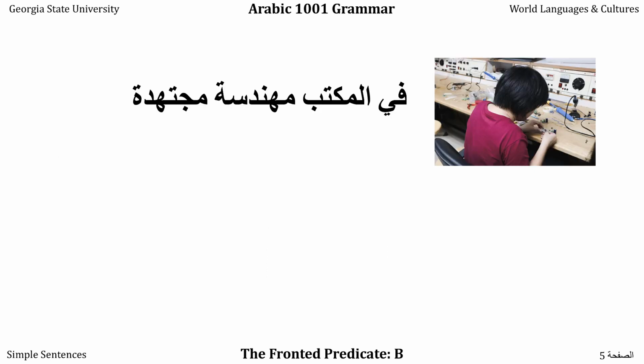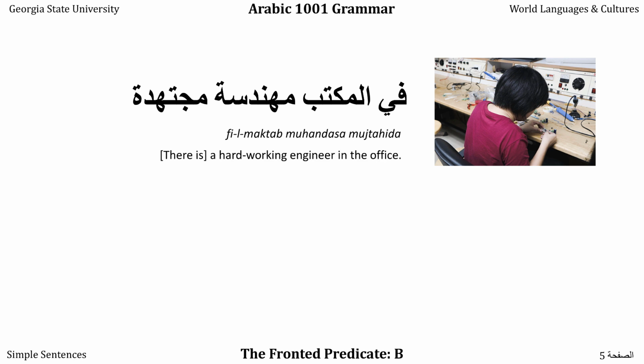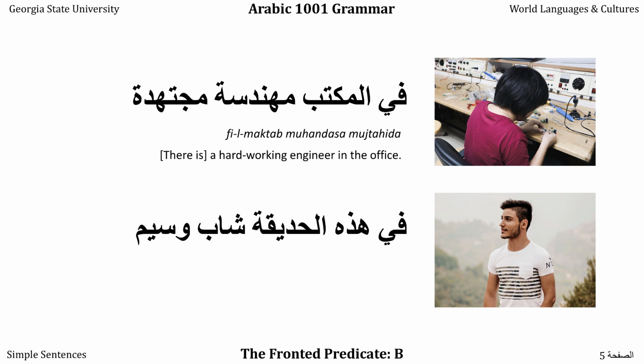Here is our engineer. We can say fil maktab muhandasa mujtahida, which literally means in the office a hard-working engineer, but in English we mean there is a hard-working engineer in the office. Once again, there is no word for there is. And here is our young man. We will say about him fi hadhihil hadiqa shab wasim, in this park a handsome guy. And what we mean is, there is a handsome guy in this park. Wasim is like jamil, only like the word handsome in English, it's generally limited to men.